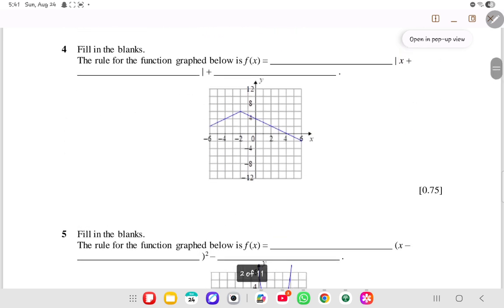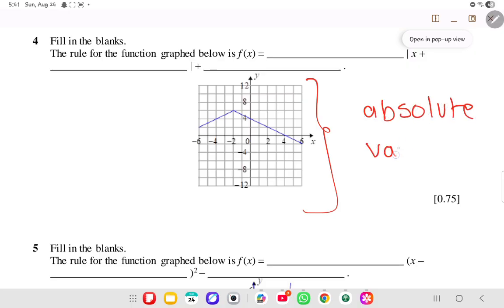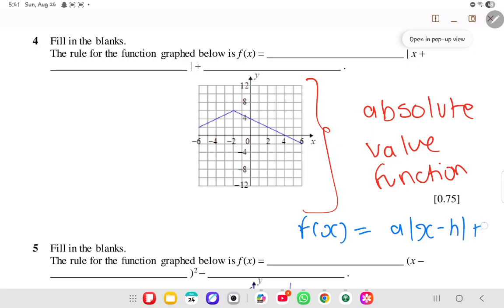The rule for the function graphed below is f(x) is equal to this. So this over here is an absolute value function, right? How do we know it's an absolute value function? Because it's a V-shape. Even if it's upside down, you can see that it's almost like a V-shape. So what's the basic equation for the absolute value function? It is f(x) is equal to a times the absolute value of x minus h, plus k. And again, same thing. If a is positive, that means it's up. If a is negative, that means it's down.